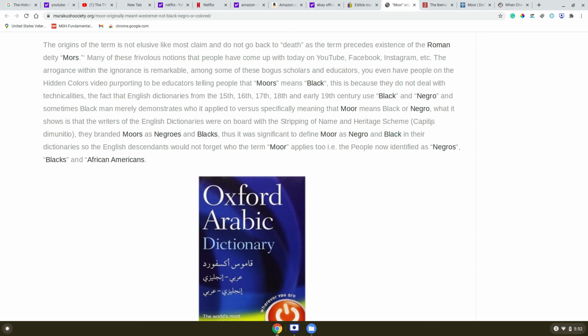Y'all gonna like this. Capitis diminutio. My brother, I heard you talking about this before. They branded Moors as Negroes and blacks. Thus, it was significant to define Moor as Negro and black in their dictionaries, so the English descendants would not forget who the term Moor applies to, i.e. the people now identified as Negroes, blacks, and African Americans.